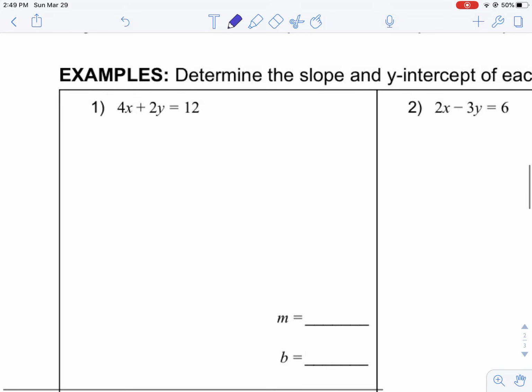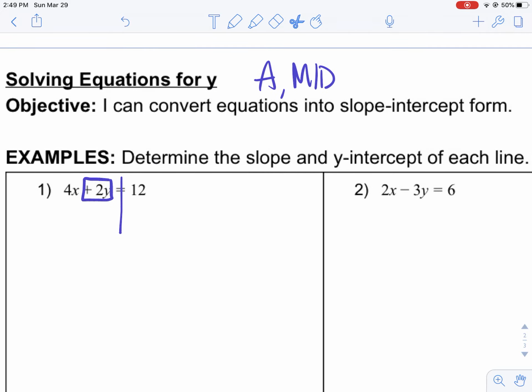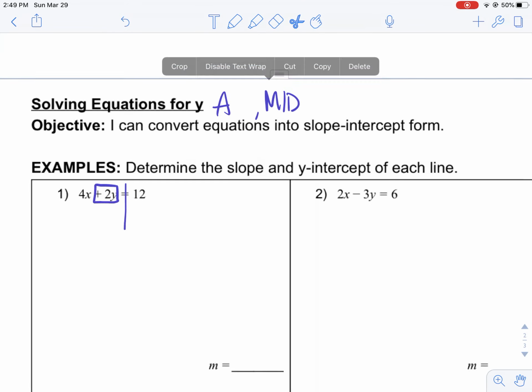So when we are solving for y, number one, I'm going to move 4x to the other side. So your first step is always, I should say add or subtract, sorry.